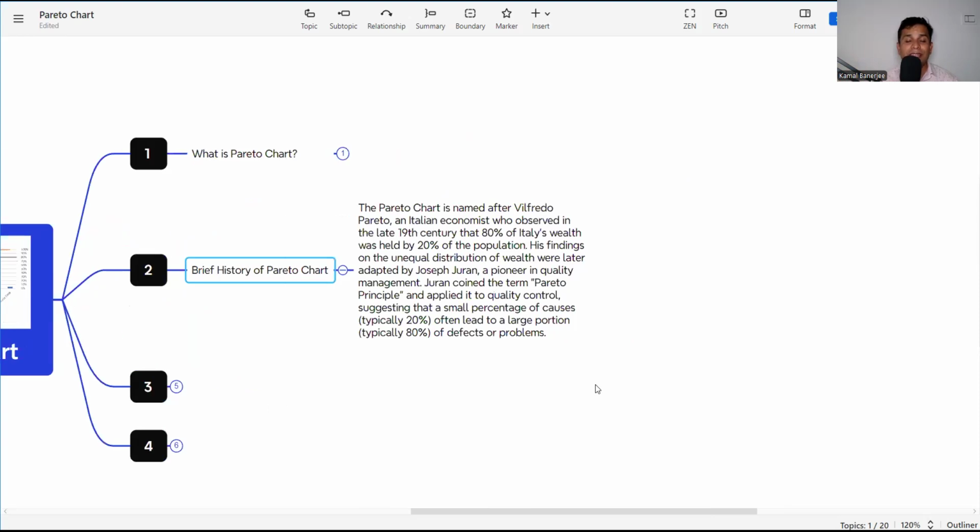The Pareto chart is named after Vilfredo Pareto, an Italian economist who observed in the late 19th century that 80% of Italy's wealth was held by 20% of the population. Not only Italy, it is throughout the world, in India also, that 80% of wealth is consumed by 20% of the people and 20% of wealth is consumed by 80% of the people.